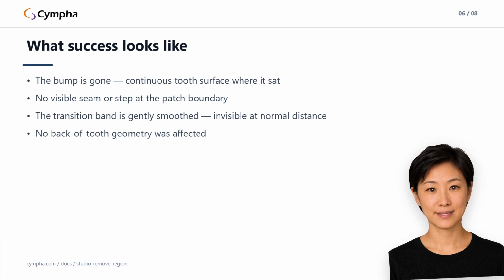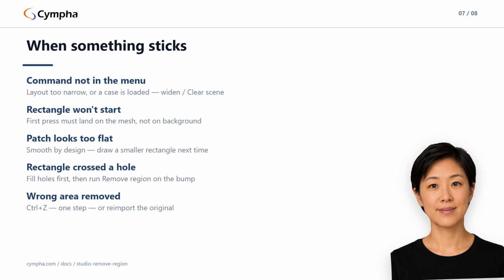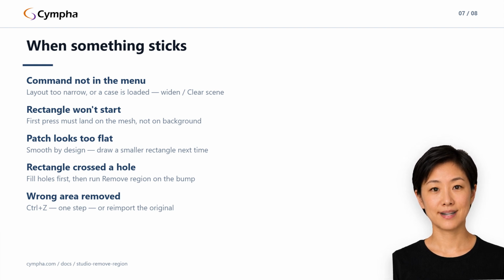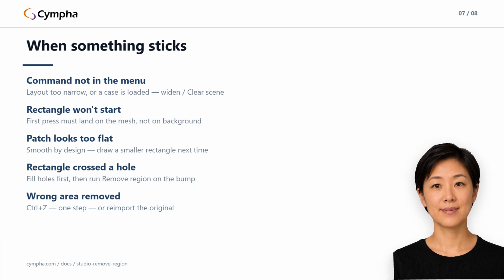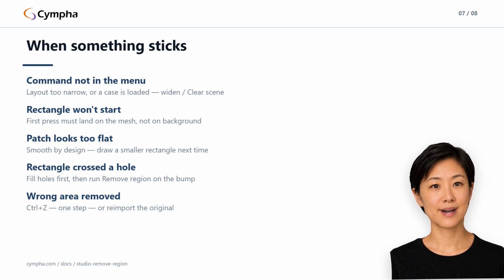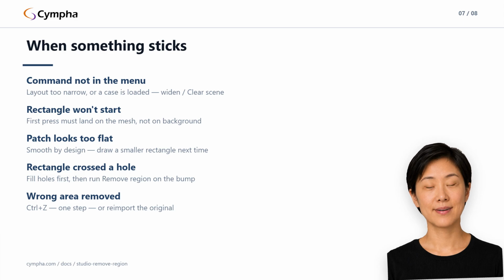The common snags. The command isn't on the right-click menu: you're on a narrow layout, so widen the browser, or a case is loaded, so clear the scene. The rectangle doesn't start when you press: the first press has to land on the mesh body. Studio reserves empty space presses for camera rotation, so press directly on the visible surface. The replaced area looks flatter than you wanted: the patch is smooth by design, not anatomical. Next time draw the rectangle smaller so less real anatomy falls inside it.